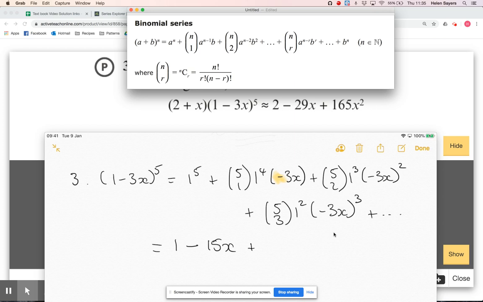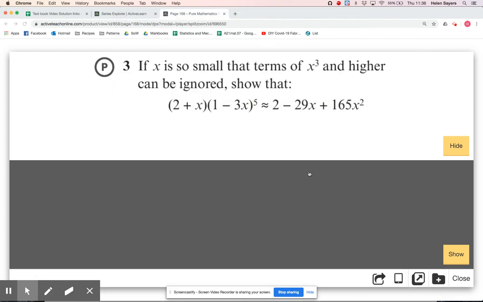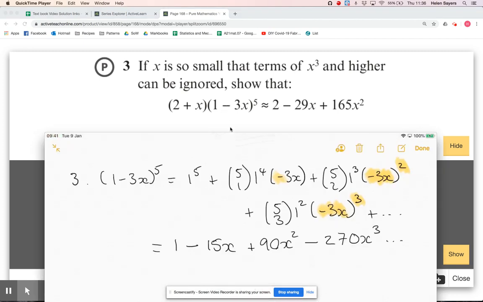Then again, if I look here, that's the only negative term, but it's squared, so it's going to become positive. So it's going to be 5 choose 2 times 1 times 9. So that is going to be plus 90x squared. And then the next term, I've got a negative there and it's cubed, so that will be negative. So it's going to be 5 choose 3 times minus 3 all cubed, so times minus 27. And then that would carry on, but we don't need to do the power of 4 and the power of 5. Right, so that's those brackets expanded.